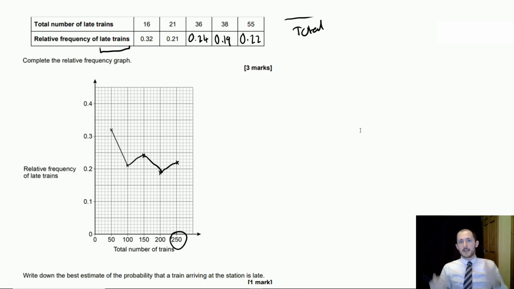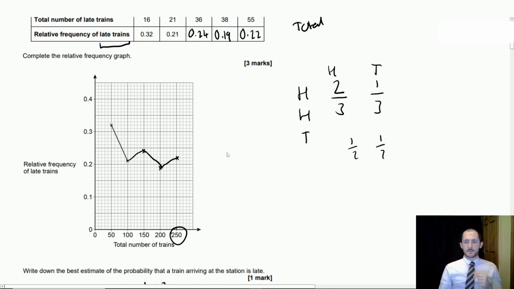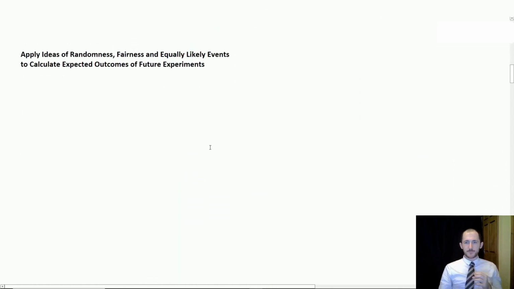But then the next time I do it, let's say I get tails. So I've got heads, heads, and then tails. If I worked out the relative frequency of getting heads, it would be 2 heads out of the 3 total. Whereas if I work out the probability of getting tails, it's 1 over 3. Now we know that that's not the case, and it should be a half each. As I do more and more trials, the probability of getting heads and tails will approach half. That's actually one of the later spec points, but it's good to go through now.